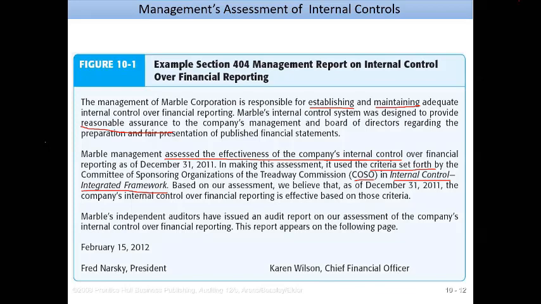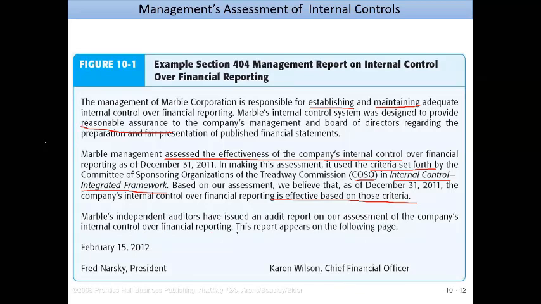Here we have to state that we assess the effectiveness of the internal control, and the criteria that we use is according to the COSO framework. Based on our assessment, we believe that as of December 31, the company's internal control over financial reporting is effective based on those criteria. At the end, Marble's independent auditor has issued an audit report on our assessment of the company's internal control over financial reporting, as this report appears on the following page.